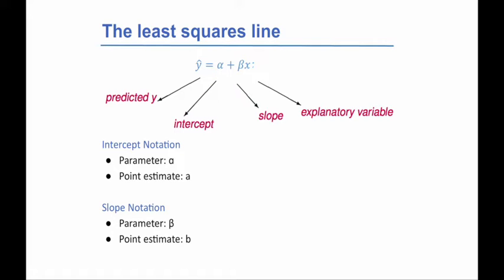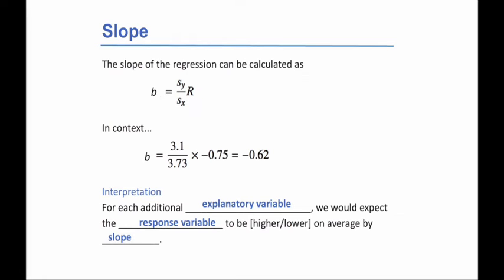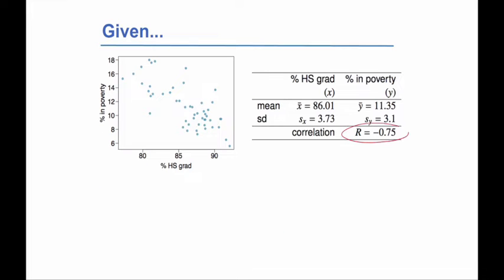The parameter would be beta, but when we take a sample, our point estimate is going to be B. All right, so here is our scatter plot again. We know the mean and the standard deviation of the y's and the x's. We can find the slope of the regression. So the slope of the regression line, B equals SY over SX times R, right? R is our correlation coefficient.